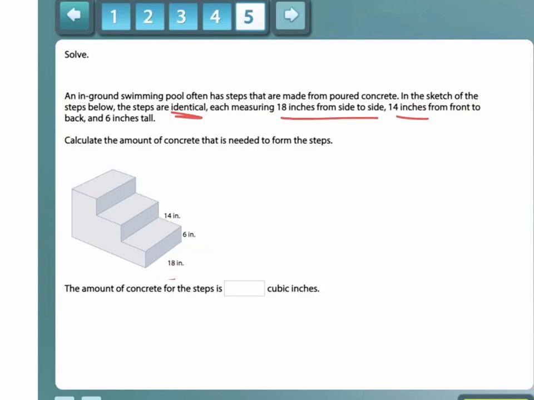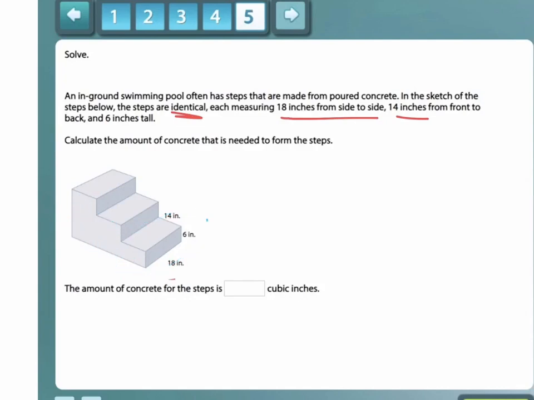So let's think about ways that we can split this up. If they're all identical, I'm just going to split them up like that, and like that. So there's a couple ways we can solve this. We can see them as 6 individual steps: 1, 2, 3, 4, 5, 6. So we find the volume of 1 step and multiply it by 6. That works.